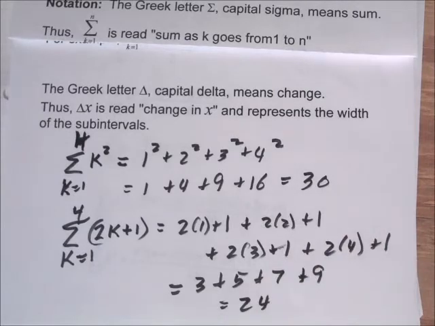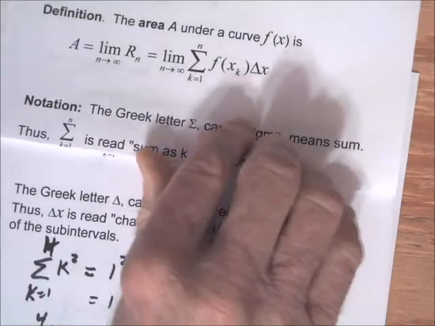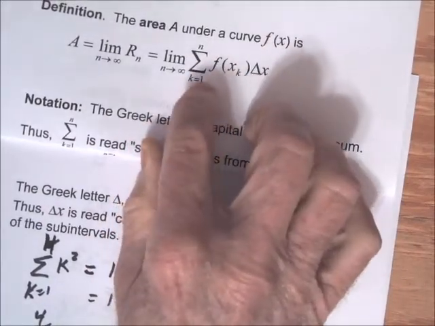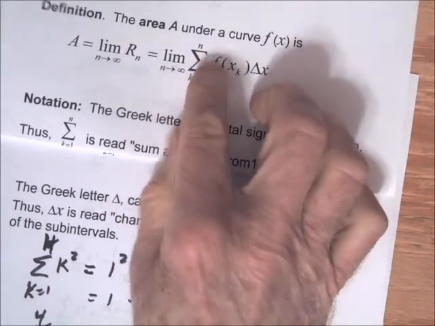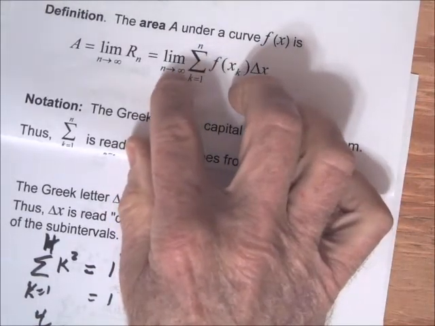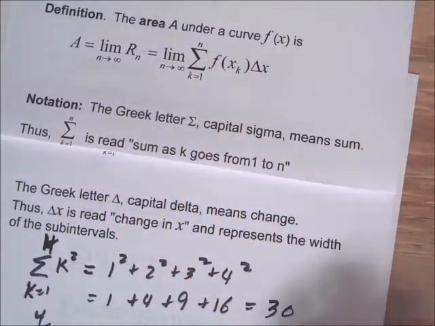Anyway, that's sort of the idea of this sigma notation here. So in this definition here, we have the sum as k goes from 1 to n. In this case, n is 4, but we want to eventually take the limit as n goes to infinity.